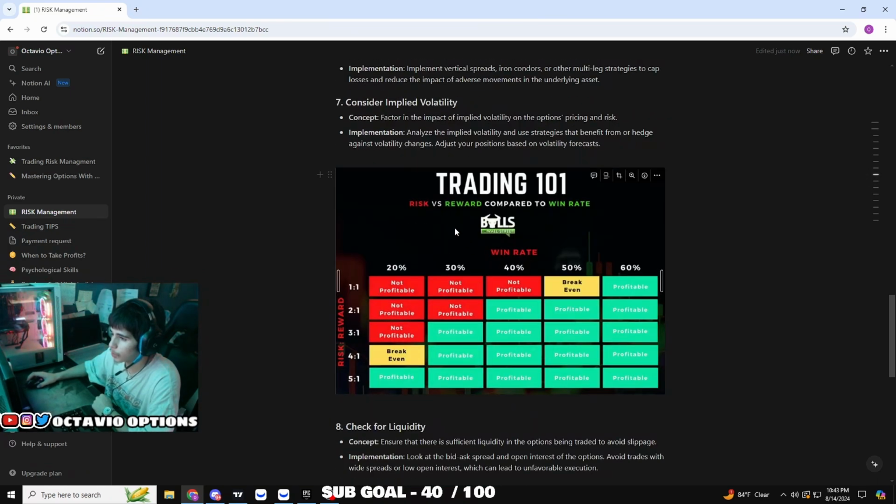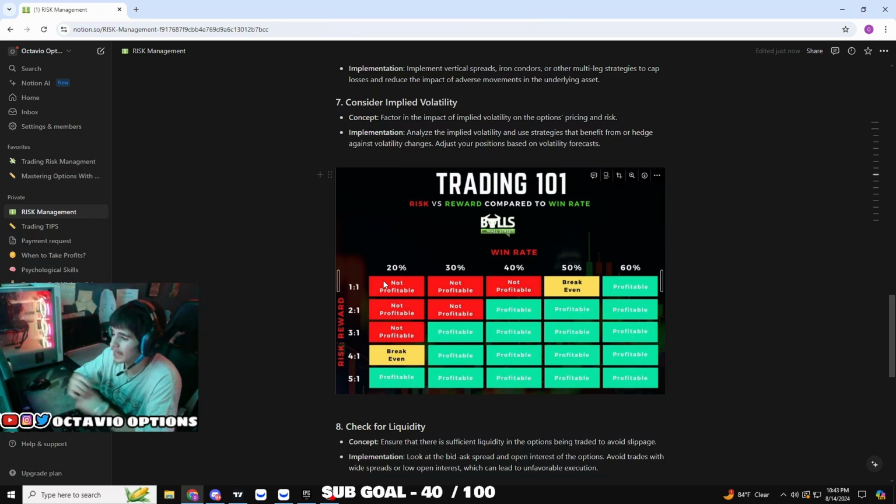And then right here you have a trading 101 risk to reward compared to win rate. So right here you got 20%. You got a one to one. If you're trading a 1-to-1 and you make 20%, you're making something, but it's not gonna be profitable. If it's 1-to-1 and you make 30%, it's not profitable. You know what I mean? Like the wins are just too small.